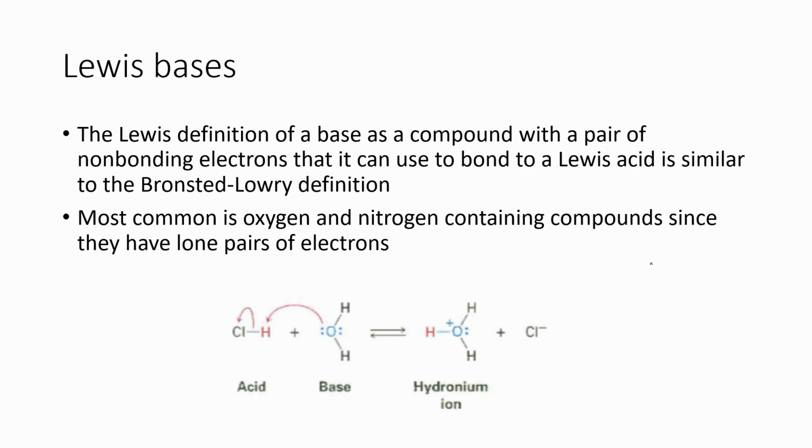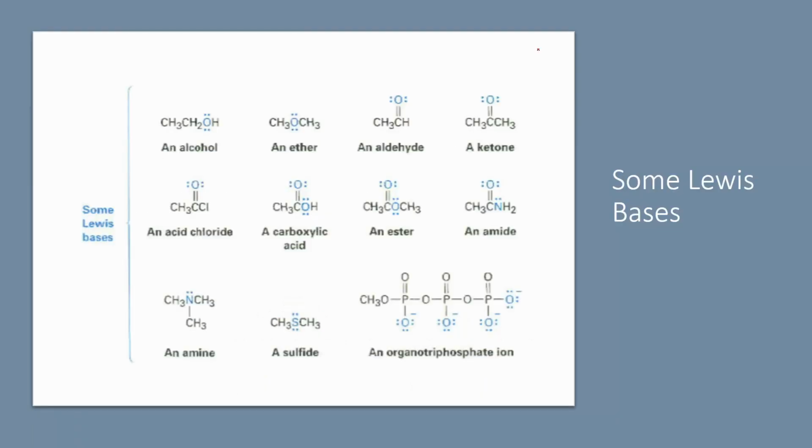Lewis bases, on the other hand, by the Lewis definition, are compounds with a pair of non-bonding electrons that it can use to bond to a Lewis acid. The most common are either oxygen or nitrogen containing compounds since they have lone pairs of electrons. So what you will look for is either an oxygen or a nitrogen. These are some examples of Lewis bases.